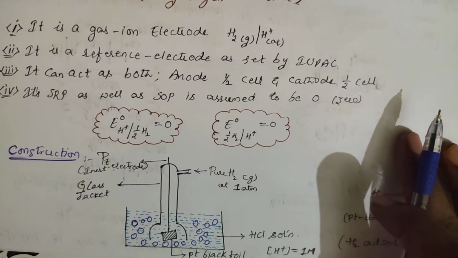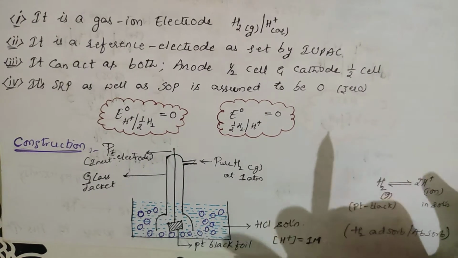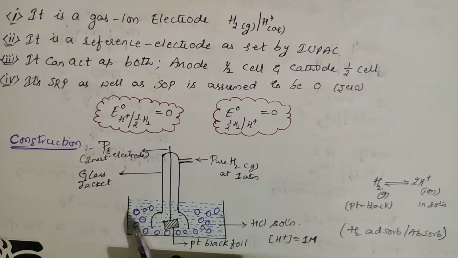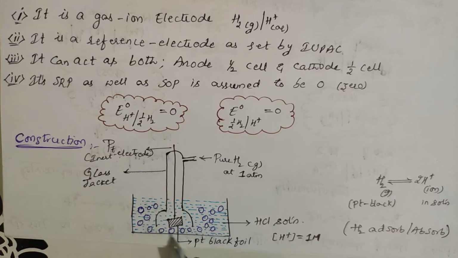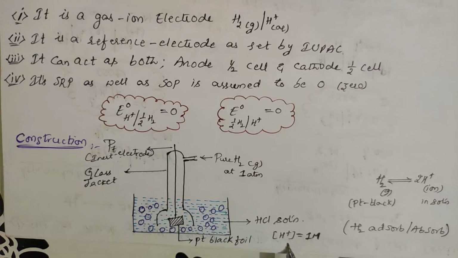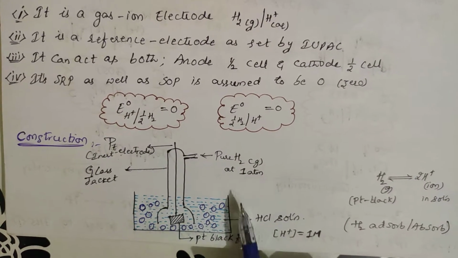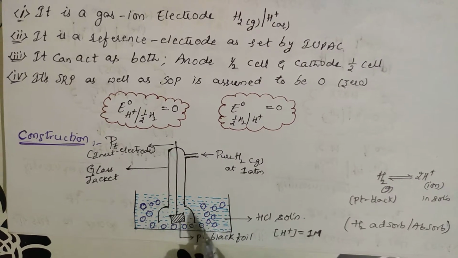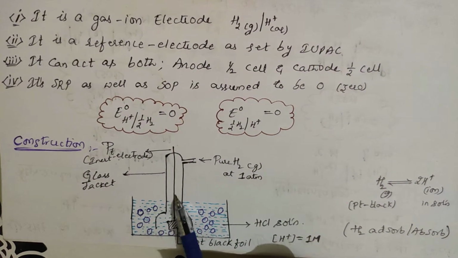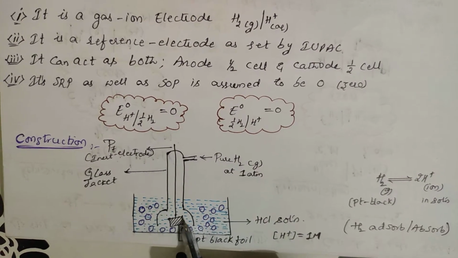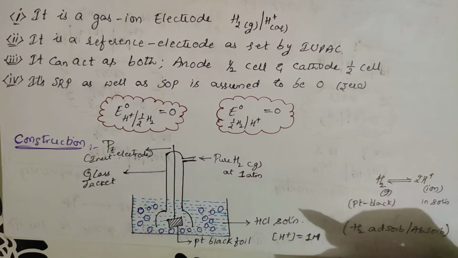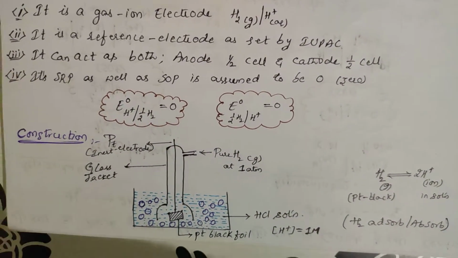And now the question comes, how to construct this type of electrode? Because you know that hydrogen is a gas. Here the construction is: you are taking a beaker, and in that you are taking HCl solution, and that HCl solution is of 1 molar. And you are taking a rod that is called a platinum rod. At the bottom you are having platinum foil. Why we are taking platinum? Platinum is an inert electrode. It will not react with any other thing.